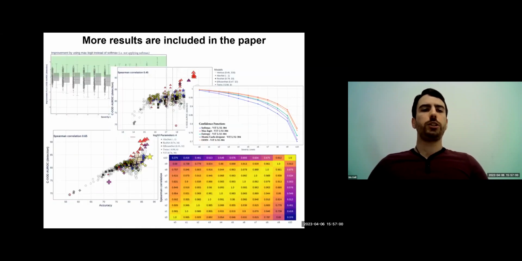These were just a few highlights from the paper. The paper contains many more results, and we invite you to read it to discover more.